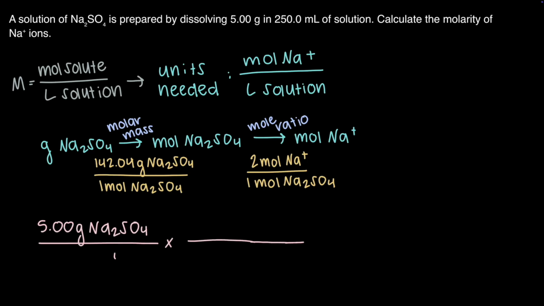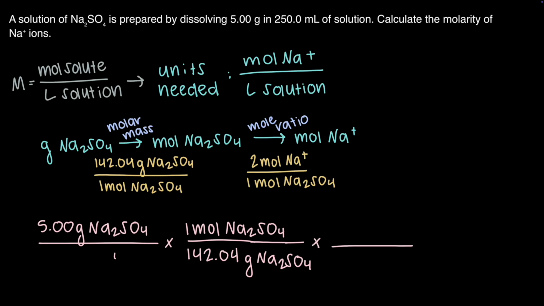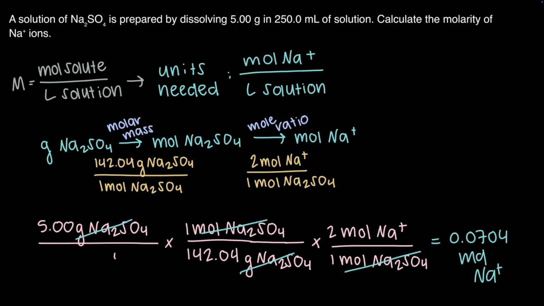In the next fraction, we put 142.04 grams of Na₂SO₄ on the bottom and 1 mole of Na₂SO₄ on the top. In the next fraction, we put 1 mole of Na₂SO₄ on the bottom and 2 moles of Na+ on the top. Grams of Na₂SO₄ cancel out and moles of Na₂SO₄ cancel out, leaving us with moles of Na+. Multiplying and dividing all values, we get 0.0704 moles of Na+.